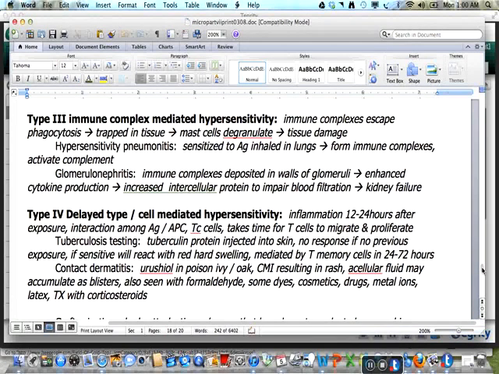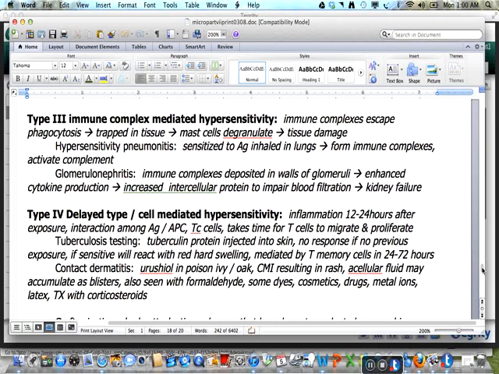Type 4 delayed type cell-mediated hypersensitivity results from the inflammation that occurs 12 to 24 hours after exposure. It involves the interaction among the antigen, the APC, and the T cells. It requires time for the T cells to migrate and proliferate. Tuberculosis testing is based on this reaction. The tuberculin protein is injected into the skin. There is no response if there is no previous exposure. If the person is sensitive, there will be a reaction with a hard red swelling. It is mediated by the T memory cells in 24 to 72 hours.